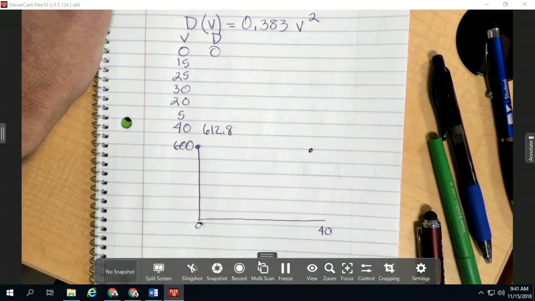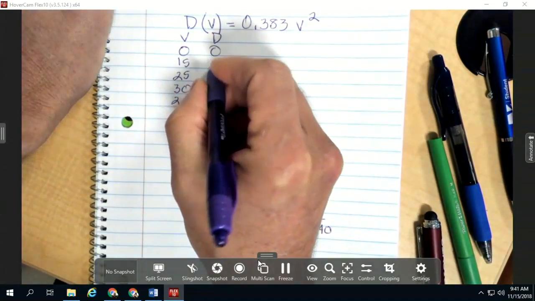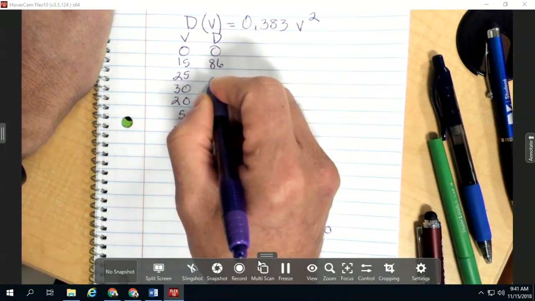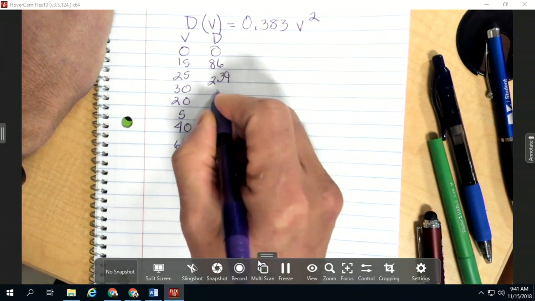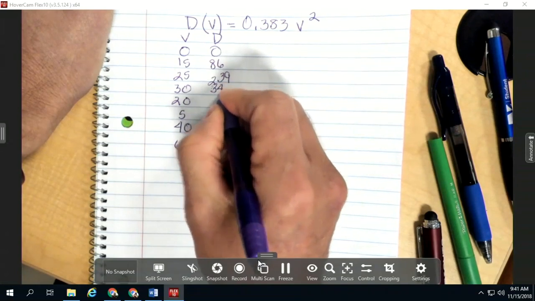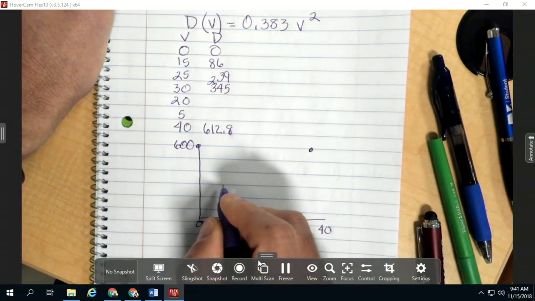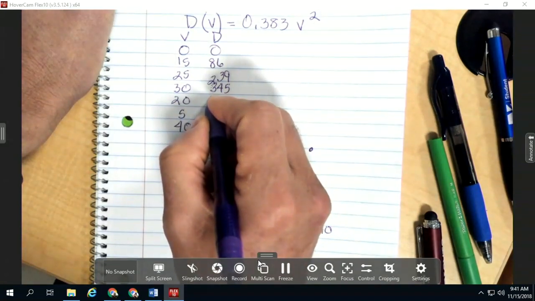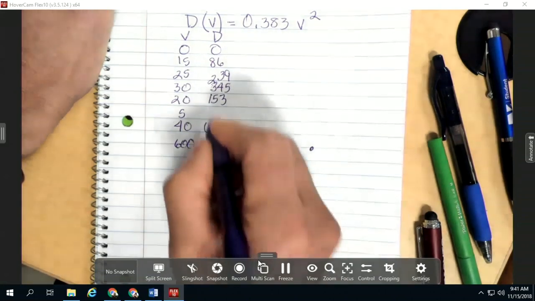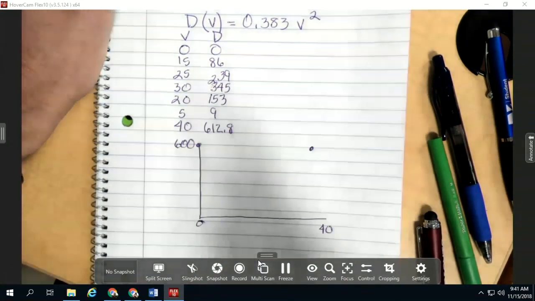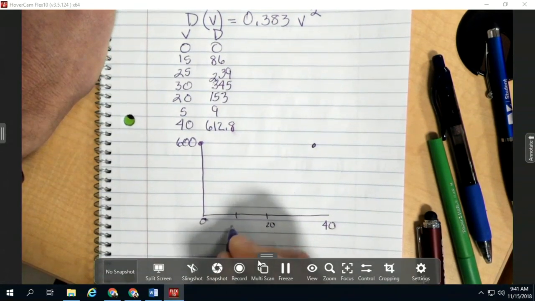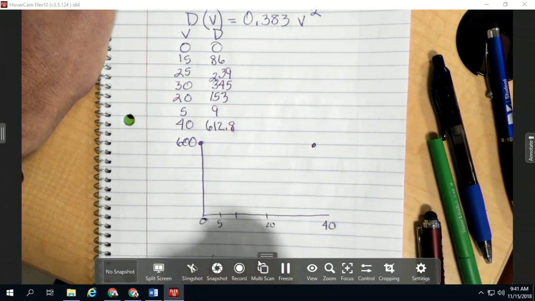Okay, 15, what did you guys get? 86. 25, what'd you get? 239. 30 miles an hour, what'd you get? 345. 20 miles an hour, what'd you get? 5 miles an hour, what'd you get? 9.575. And we have enough that we can fill in our table. So 20 is here, 10 is here, so 5 is here.